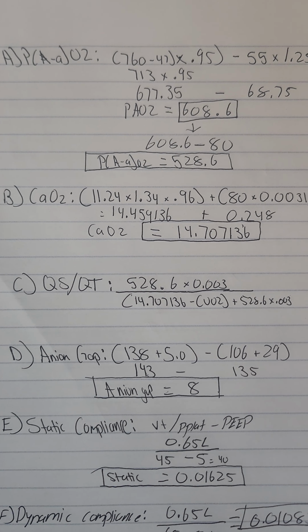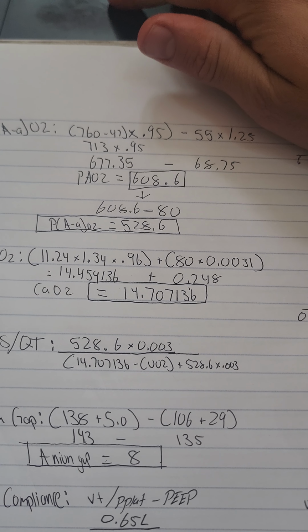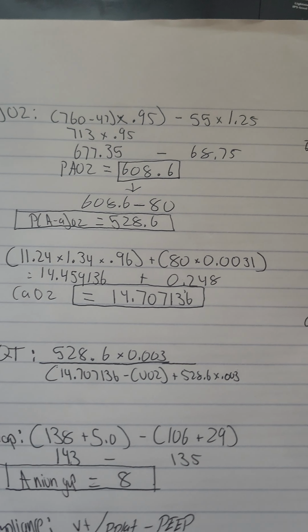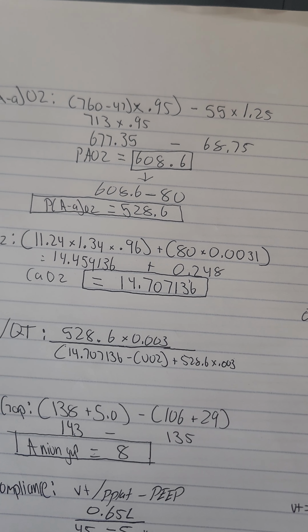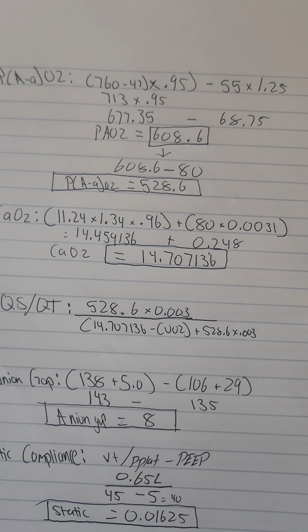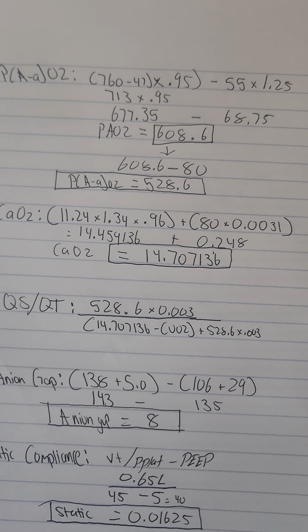Yeah, so once you have your alveolar gas equation, you could do the P big A minus little a, so 608.6 minus 80 gets you 528.6. And with that, it does show that there is an elevated gradient, showing that there is an impaired gas exchange, possibly a VQ mismatch, or just a form of oxygen impairment.